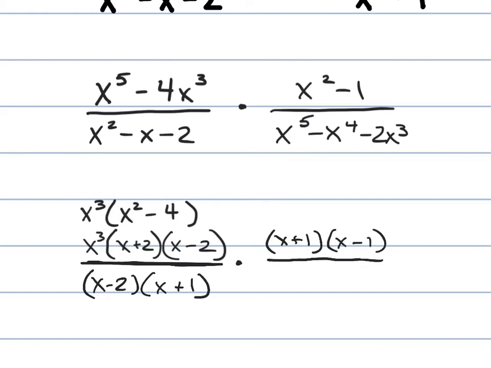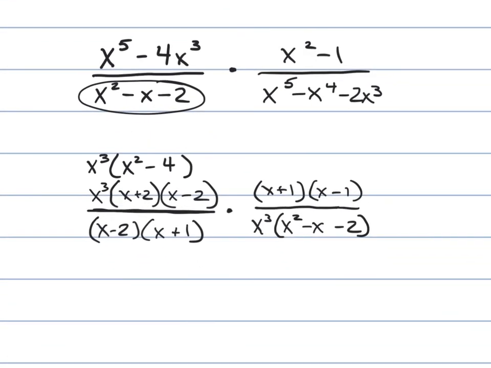Okay. What about the bottom right? What can I do with that? Pull out x to the third. What's left over inside? X squared. Just minus x. And then -2. I've seen that somewhere before. Where have I seen that in parentheses? Right above, here. That means it's going to cancel out. Right here, which means that that's going to break down into what? We already broke that down. It's going to break down into x minus 2 and x plus 1.